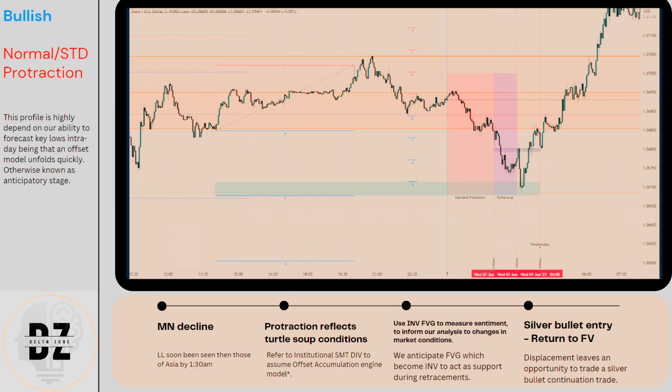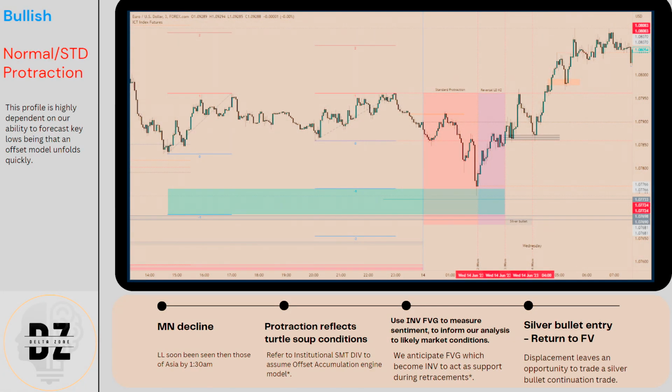In this example, the footprints of algorithmic price action are seen as standard fair value gaps are inverted and retested as support. Swing highs are traded through, leaving displacement. These signatures allow us to engage the market with the highest degree of probability. Let's move on then to the next example.